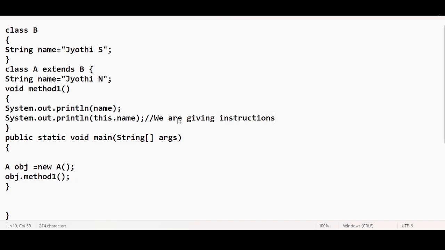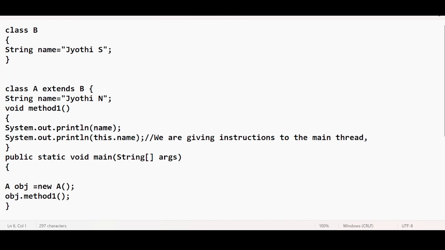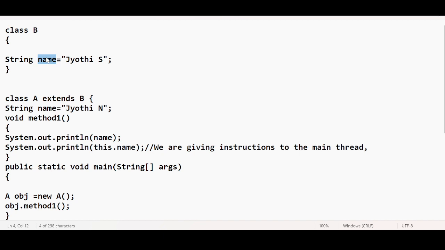Instructions to the main thread, stating to access the variable name of the current class. For us, if you look at this, we might think there are two variables, one here and another here, both identified with the same name. We are instructing the main thread that whenever the this keyword is used, it has to give priority to the current class variable name.